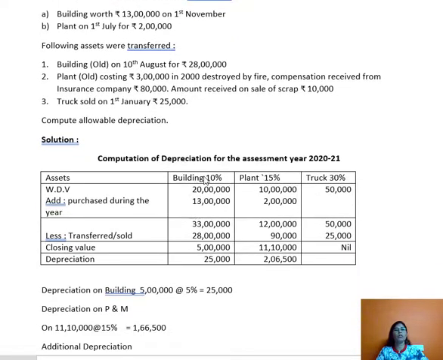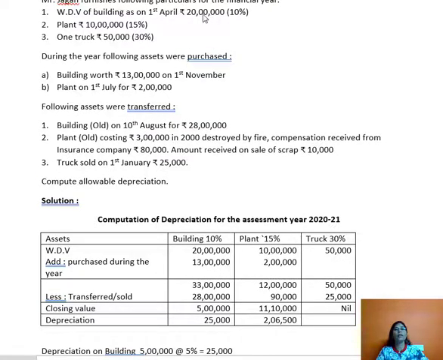So we have three blocks here: building, plant, and truck. First is the written down value. We get here 20 lakh, 10 lakh, and 50,000. Add purchases during the year. So we have here building as well as plant which are purchased during the year. Building is 13 lakh and plant is 2 lakh. So if you add, you get this total.